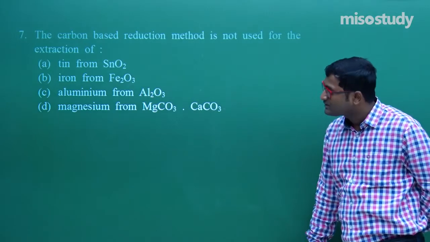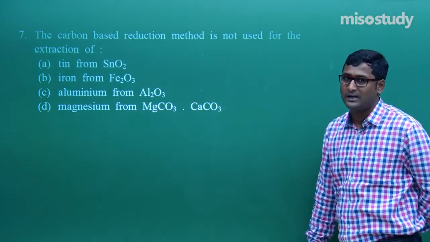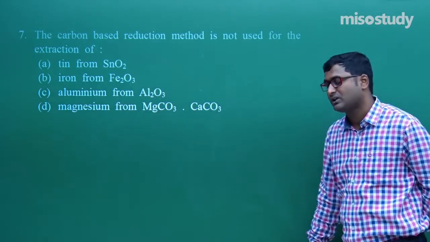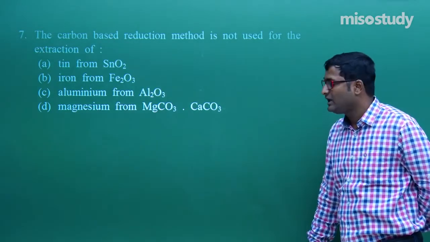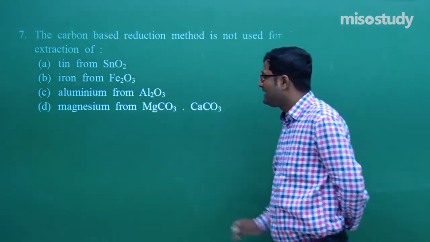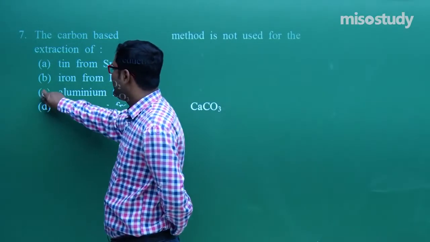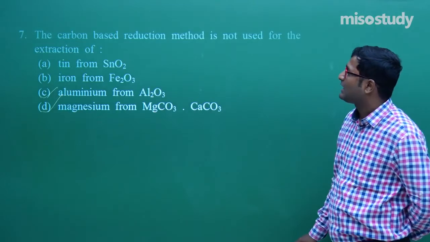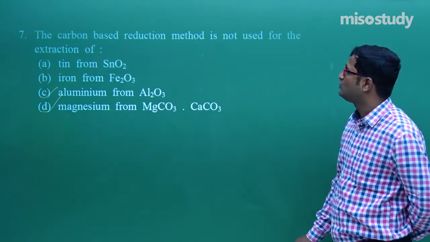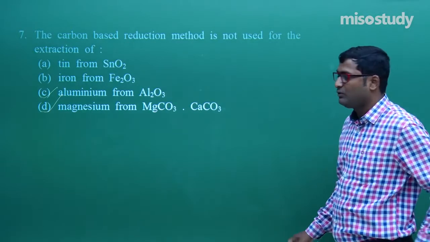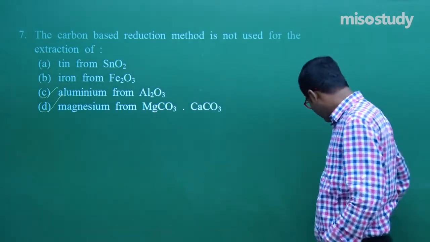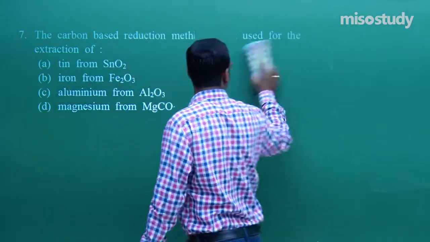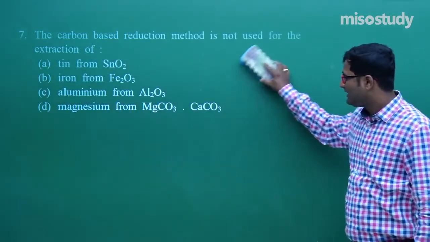This is also a multiple choice question. So which one is the correct option? Sir, it's very easy. For question number 7, C and D is the correct option. Clear? The carbon-based reduction method is not used for the extraction of aluminum and magnesium. C and D is the correct option. Now let's move to the next question.